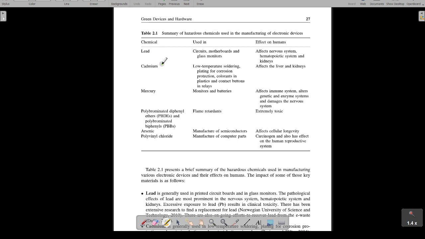So in this table, the different chemicals are listed here, that is lead, cadmium, mercury, and then PBDE, PBB, and arsenic and polyvinyl chloride. So these are the different chemicals which are used in manufacturing the device, and where it is used at the time of manufacturing. Lead is used in circuits, motherboard, and glass monitors. So it will affect humans, the nerve system, and even the hematopoietic system and kidneys. It will affect these things.